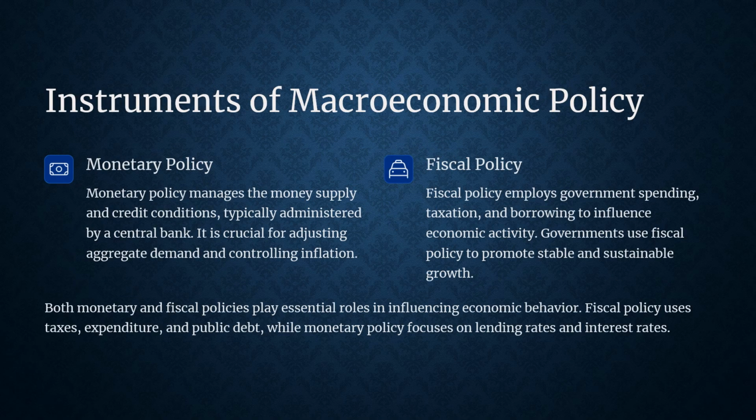There are specifically two main instruments of macroeconomic policy. These are monetary policy and fiscal policy. Monetary policy manages the money supply and credit conditions, typically administered by a central bank. It is crucial for adjusting aggregate demand and controlling inflation. Fiscal policy employs government spending, taxation, and borrowing to influence economic activity. Governments use fiscal policy to promote stable and sustainable growth.